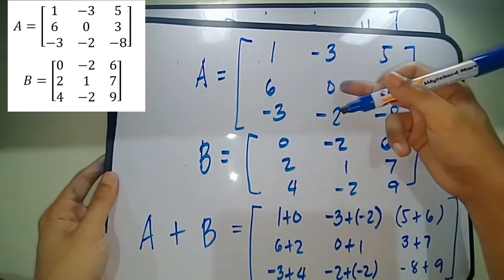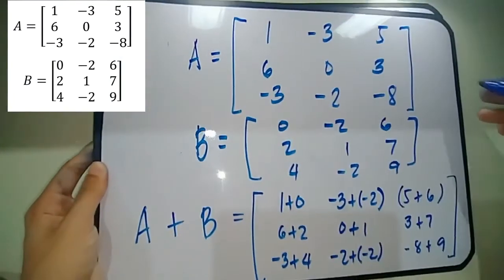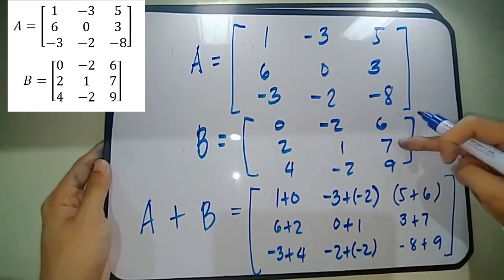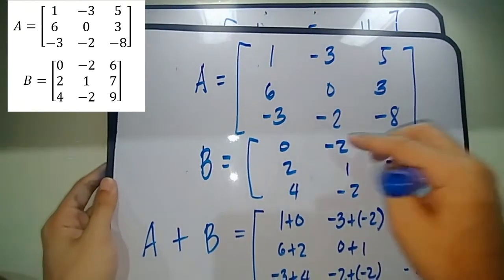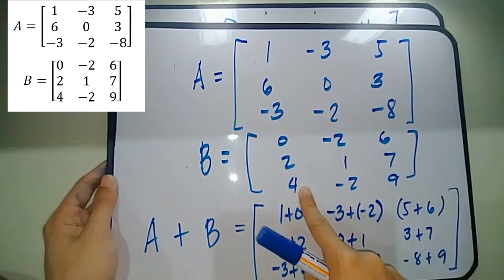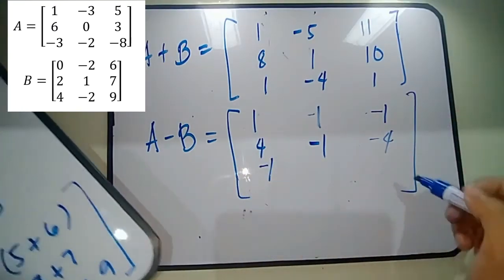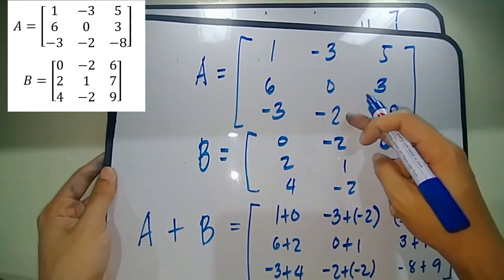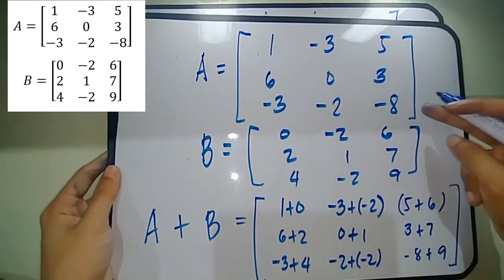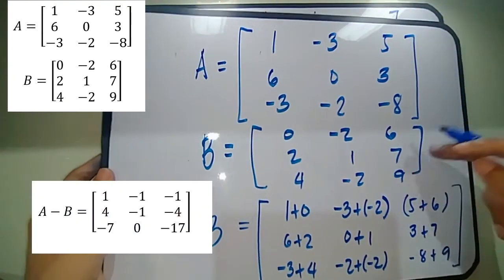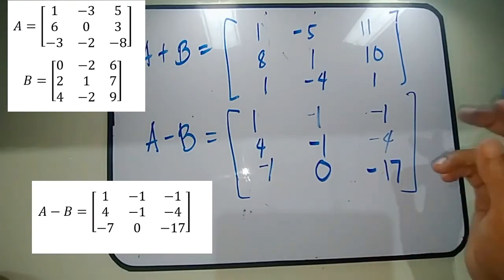Then, we have here 0 minus 1, so we have here negative 1. And we have here 3 minus 7, so that is negative 4. Then we have here negative 3 minus 4, so that is negative 7. And we have here negative 2 minus negative 2, so that is 0. So, we have here negative 8 minus 9, that is negative 17. So, that's how you add and subtract matrix.